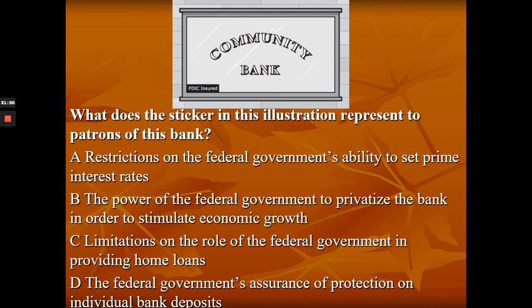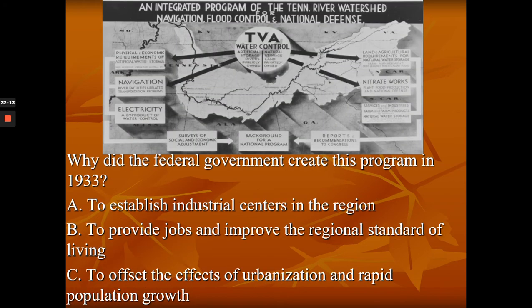What does the sticker in this illustration represent to patrons of this bank? FDIC insured. Okay, the answer is, hit pause. The answer is D. Assurance of protection on individual bank deposits. DI, deposit insurance.